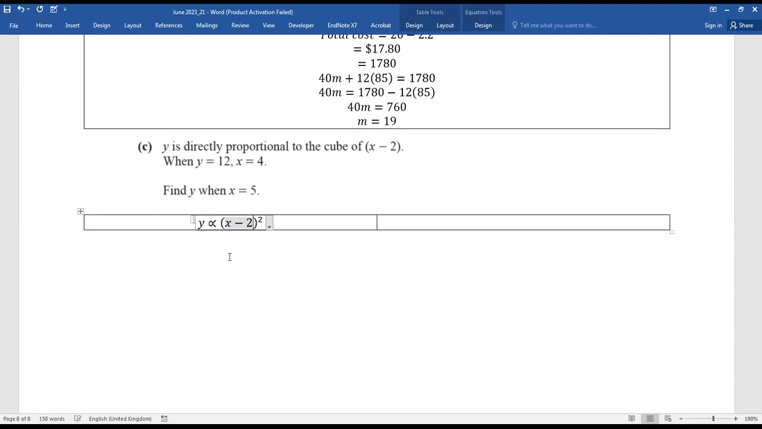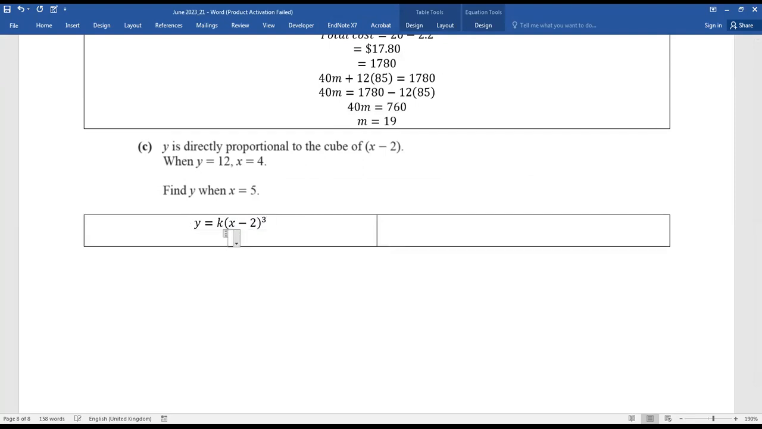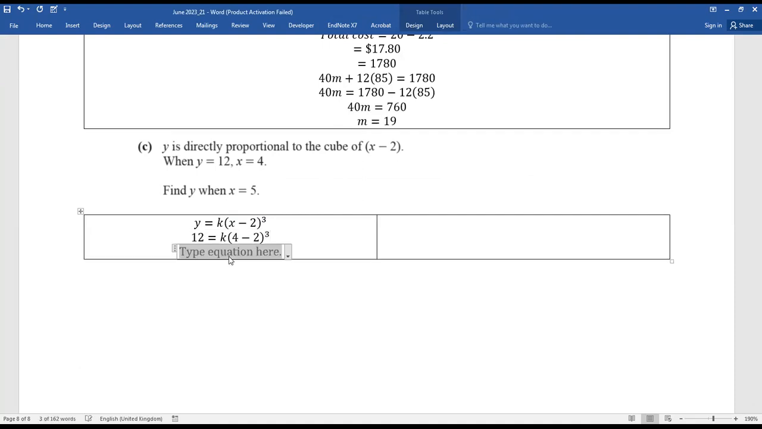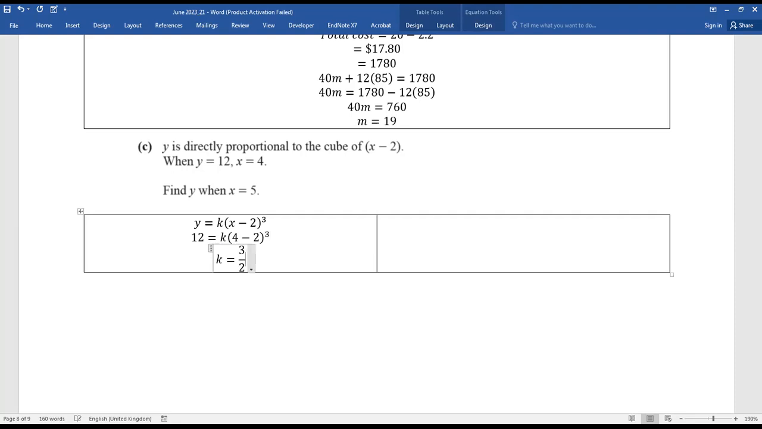So you say that once you remove the proportional sign, you apply k. The question tells us that when y is 12, x is 4, so 2 cubed is 8, and k is 12 upon 8, which is 3 upon 2, 1.5.